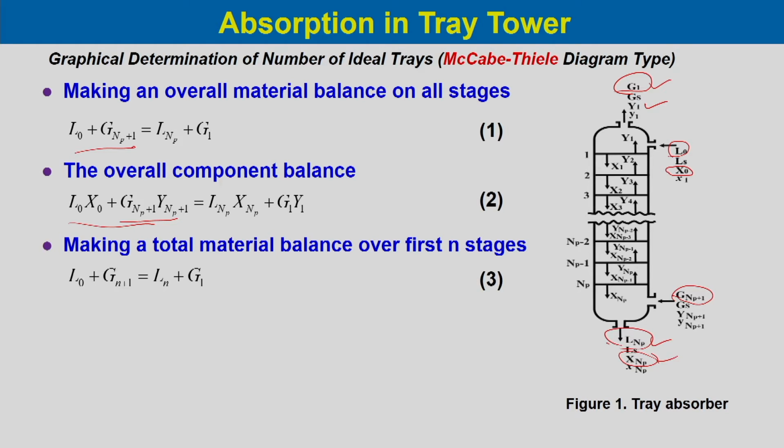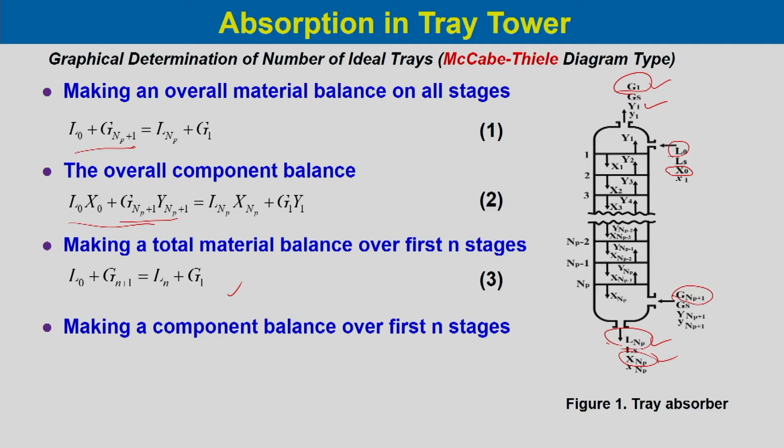Now, making a total material balance over the first n stages, if we consider any stage n from the top, L naught plus G n plus 1 would be equal to L n plus G 1. Now, making a component balance over that section of the column for the first n stages, we obtain L naught x naught plus G n plus 1 into capital Y n plus 1 equal to L n x n plus G 1 Y 1. So, this is equation 4.